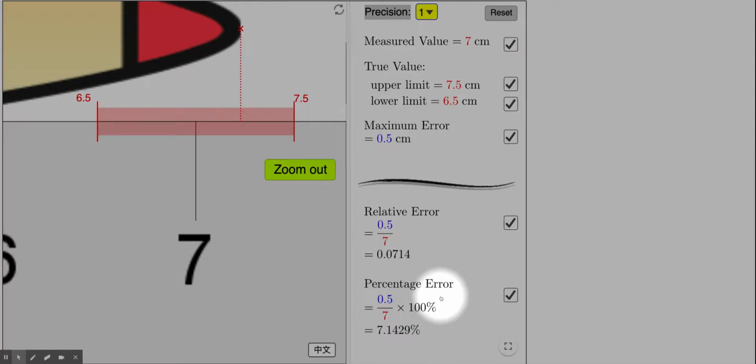I hope that after this video, you know how to do this kind of problem. Basically, find out the measured value, find out the maximum error, find out the upper limit and lower limit, and then find out the relative error as well as the percentage error.